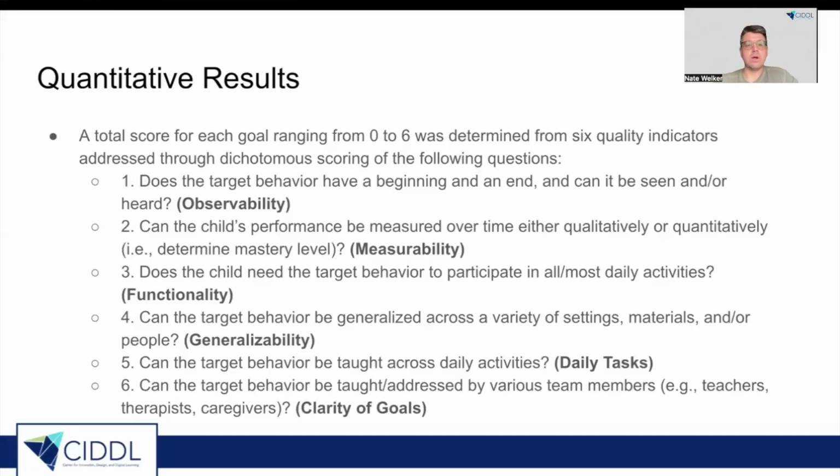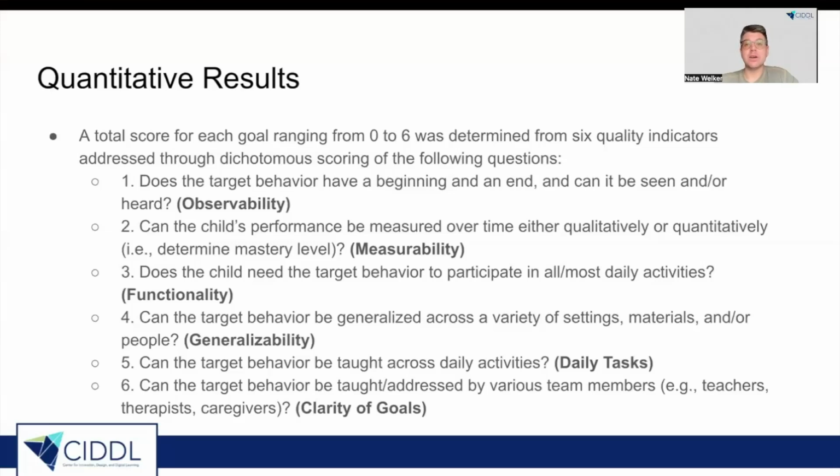Now, those quality indicators were scored as a 0 or 1 if they addressed the following questions. Number 1, does the target behavior have a beginning and an end, and can it be seen and or heard? Number 2, can the child's performance be measured over time, either qualitatively or quantitatively? Number 3, does the child need the target behavior to participate in all or most daily activities?